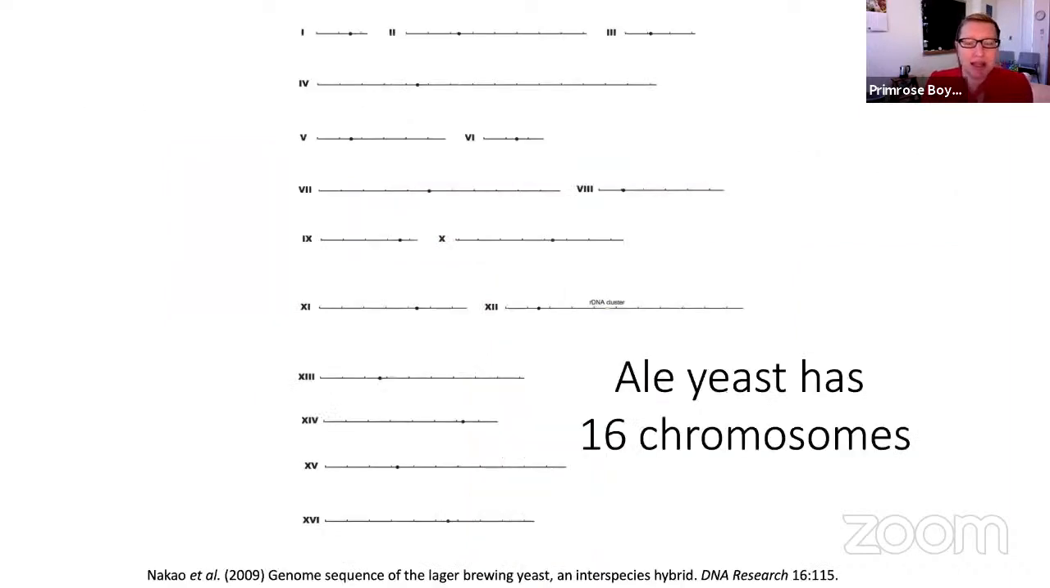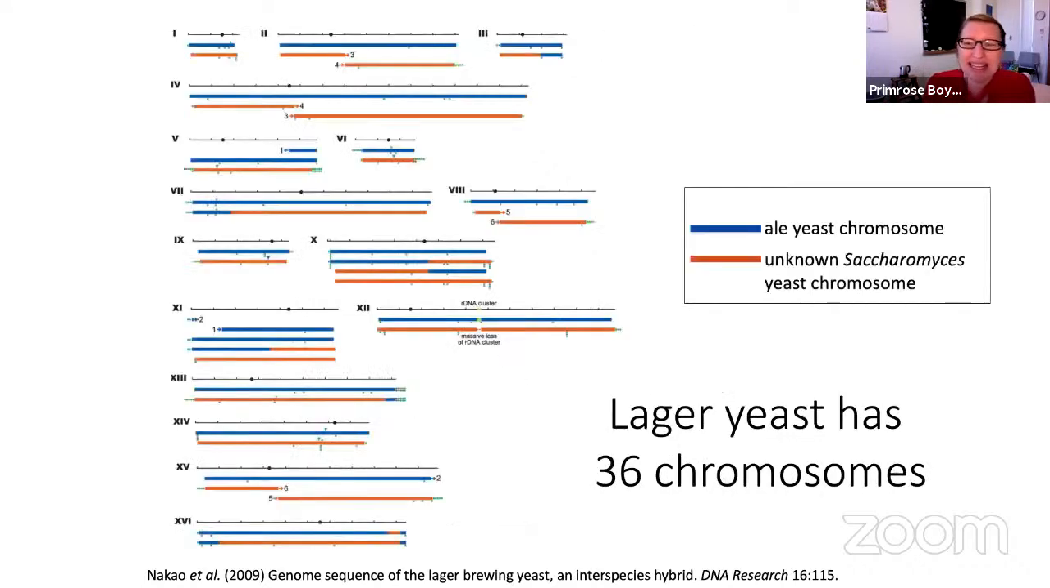It can reproduce asexually. So remember how I told you that ale yeast happens to be the first sequenced eukaryotic cell. Because we sequenced its genome, we know that ale yeast has 16 chromosomes. And here I'm just showing you a bunch of black lines that represent those chromosomes. It has 16 chromosomes. Its diploid cells have, of course, double that, 32. And so what happens if we sequence Saccharomyces pastorianus? In the last 30 years, DNA sequencing has become cheaper and cheaper and easier and easier. And nowadays, it's not a big surprise to take a microbe and sequence its entire genome. And so people did this in 2008. And here's what they found.